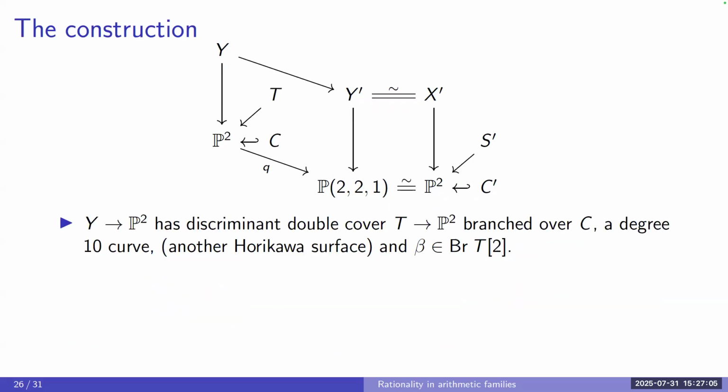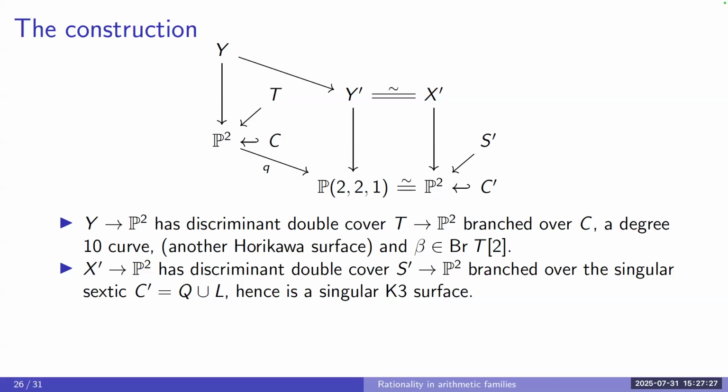Okay, so then I can also consider these discriminant double covers, right? For my original quadratic surface bundle, I have this surface T, which is a double cover branched along this degree 10 curve. This is another Horikawa surface. And I get some Brauer class on that, which if it vanishes, then my Y is rational.